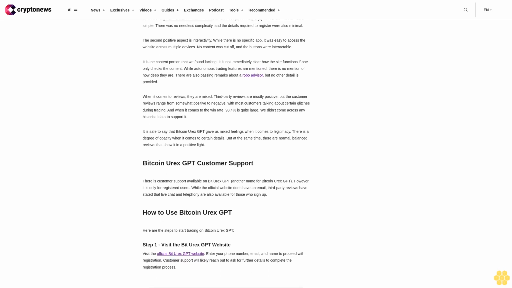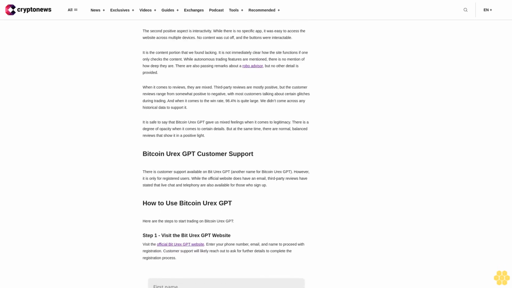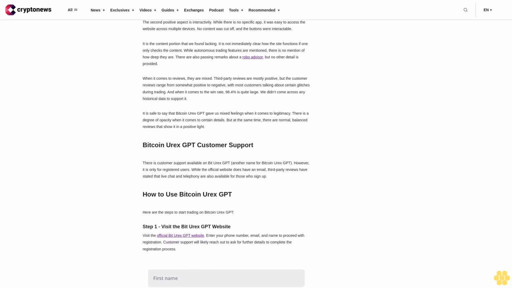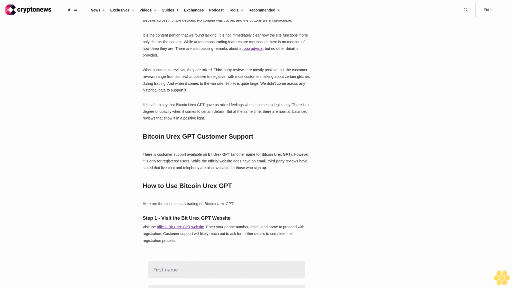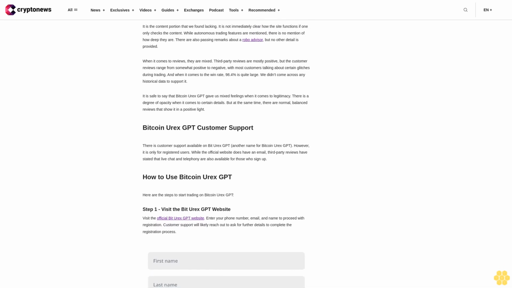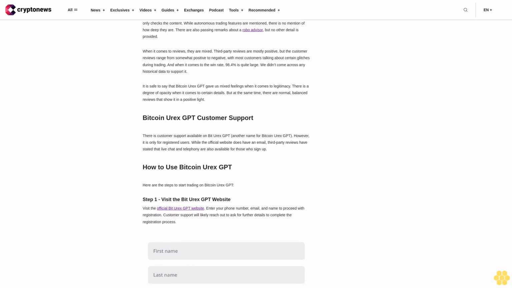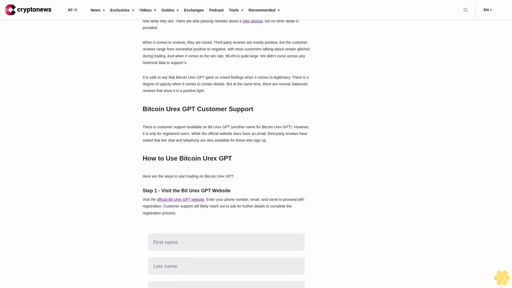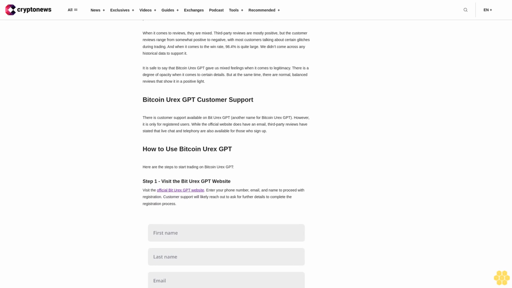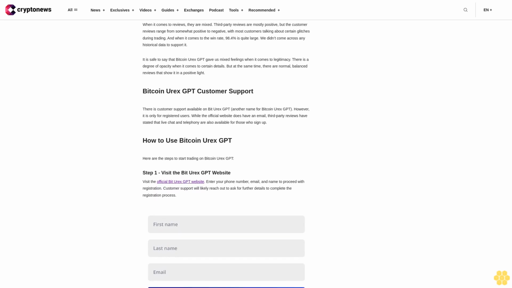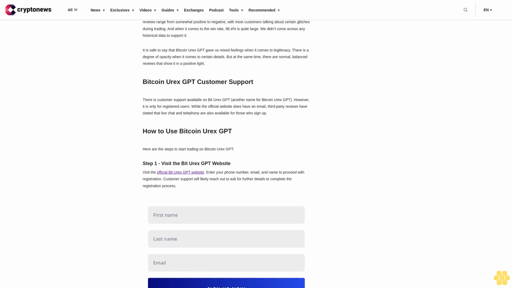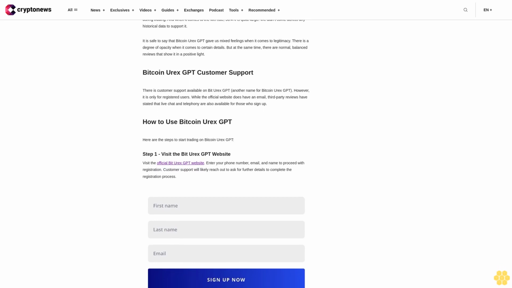Support for multiple assets. Bitcoin, Cardano, Ethereum, Solana, Phantom, Litecoin, Dogecoin, and more are among the 9,000 cryptocurrencies that Bitcoin Urex GPT claims to support. If legit, this feature could help investors diversify their investment portfolio via a single platform. Visit Bitcoin Urex GPT. Cryptocurrencies are unregulated. Trading with unregulated brokers will not qualify for investor protection.